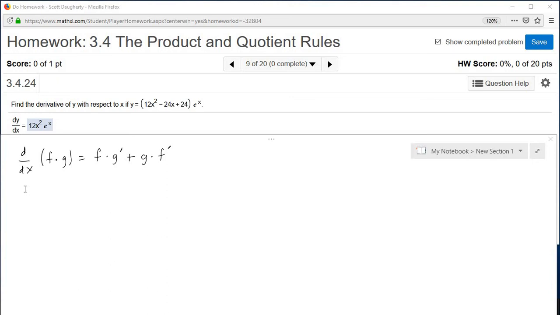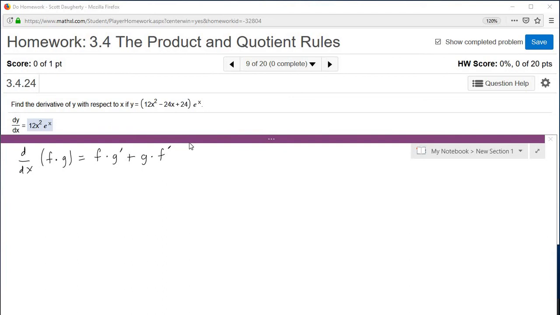Now, if we're going to take the derivative of this function, we're going to have to use the product rule, because notice that you have a product. This function that y is equal to is actually the product of two functions. The first function here we're going to think of as f times the second function, which we're going to call g.